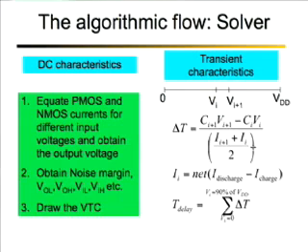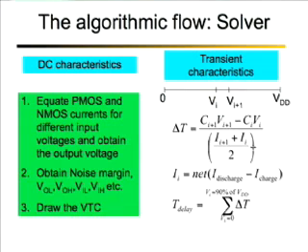By DC characteristic is meant the voltage transfer characteristic of an inverter with all the necessary information that the voltage transfer characteristic can provide. This is done simply by equating the PMOS and the NMOS currents for different input voltages, and we get the output voltage. So this is a numerical solver that we have written in order to get the VTC, the output voltage as a function of the input voltage.